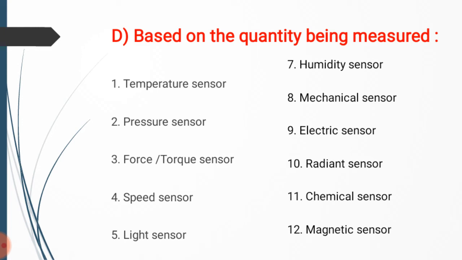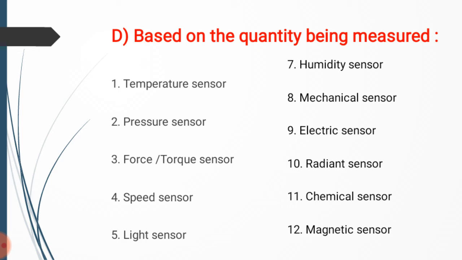Now the next criterion of classification of sensors is based on the quantity being measured. We know that sensors are used to measure different physical quantities. So depending on that, there are huge types of sensors. First is the temperature sensor. Temperature sensors are used to measure the physical quantity, which is the temperature. Second one is the pressure sensor.